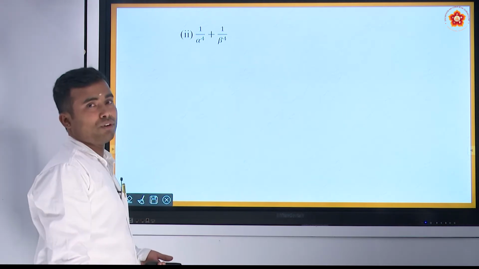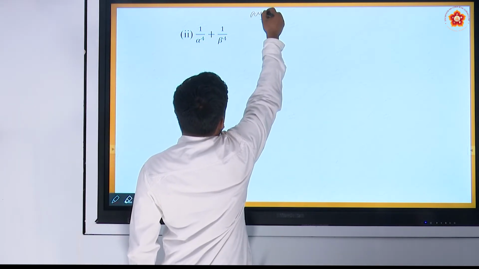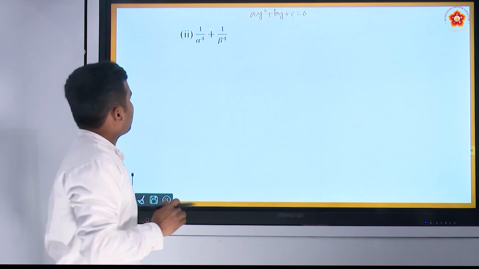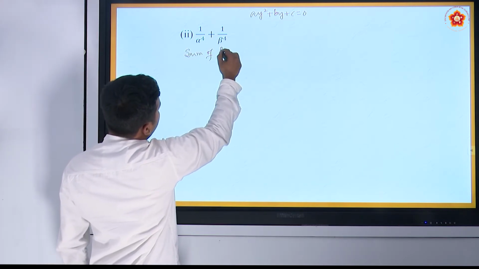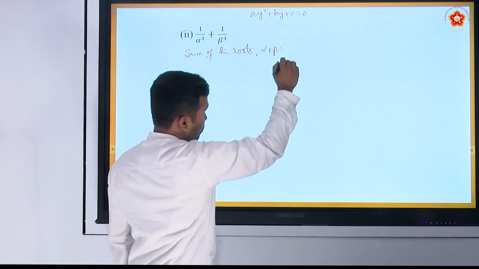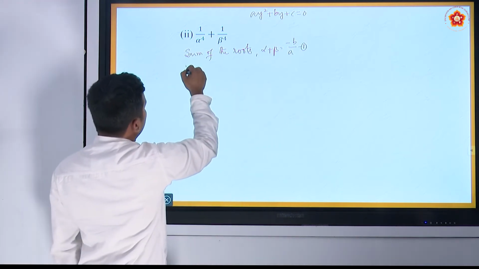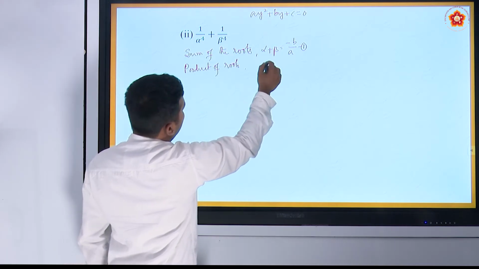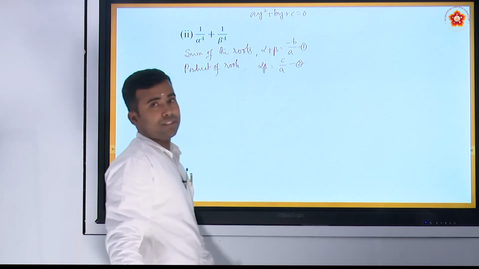What is that? 1 by alpha power 4 plus 1 by beta power 4. For that equation, ax square plus bx plus c is equal to 0. For this, the same thing you have to write, which is the sum of roots alpha plus beta, which is equal to minus b by a. I call it as 1. Similarly, the product of roots will be what? Alpha into beta is equal to c by a. You can call it as equation 2.